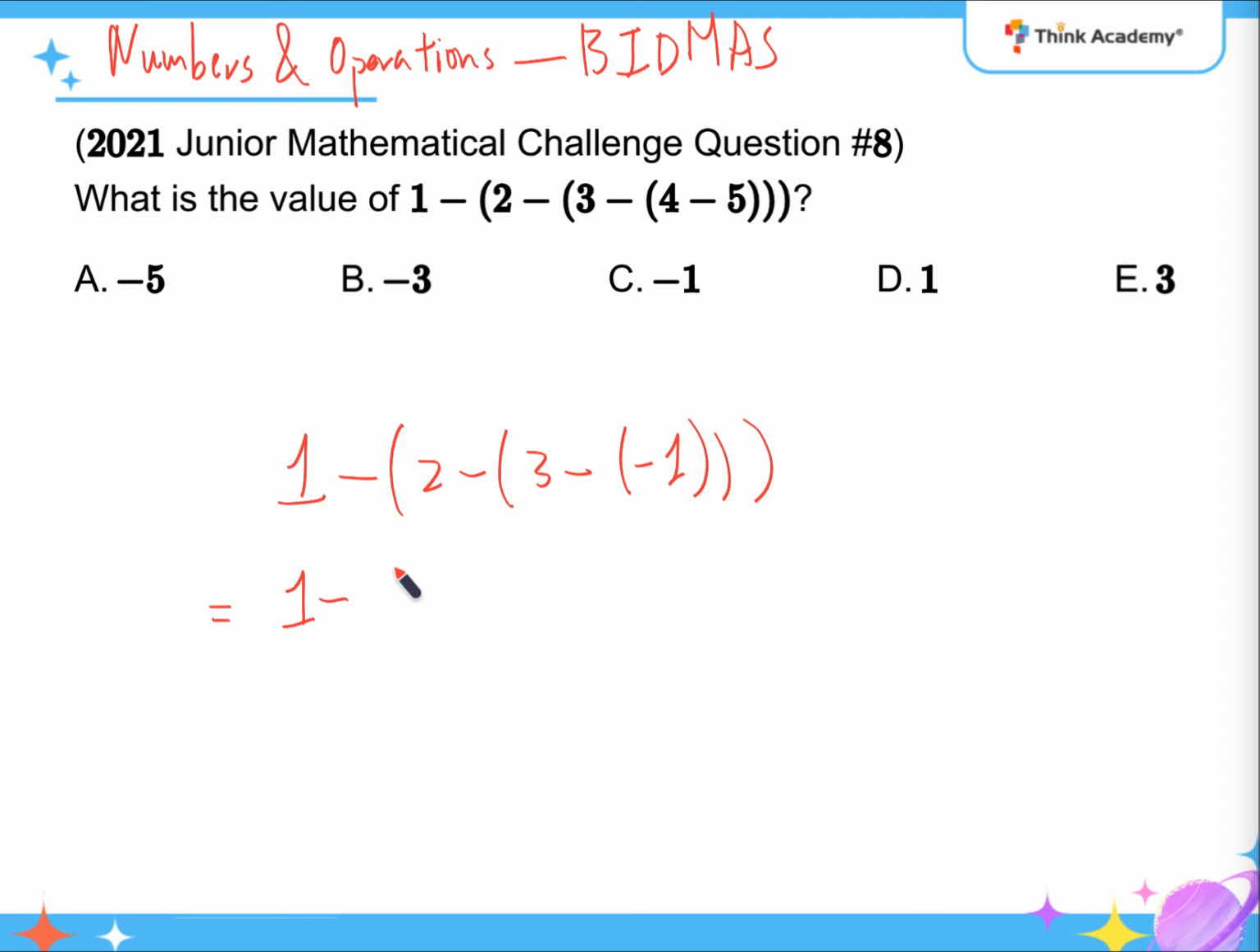So we have 1 take away in brackets 2 take away 4. And what is 2 take away 4? That's equal to 1 take away minus 2, which is 1 adding 2, and that's going to be 3. So the answer is E for 3.